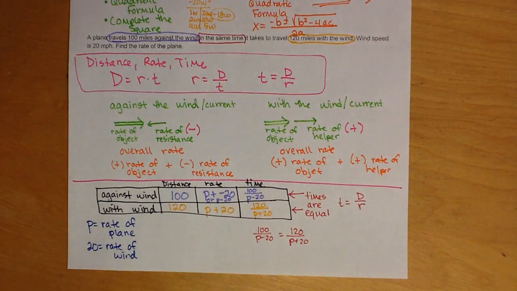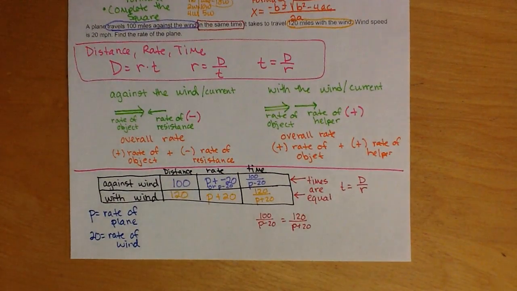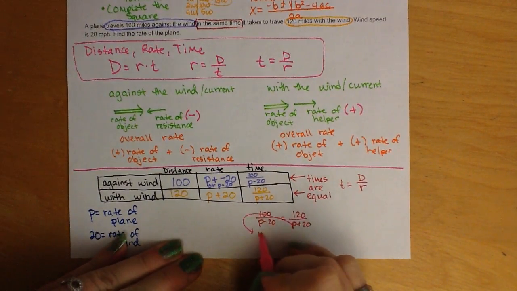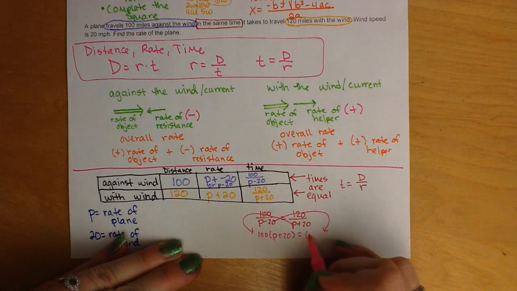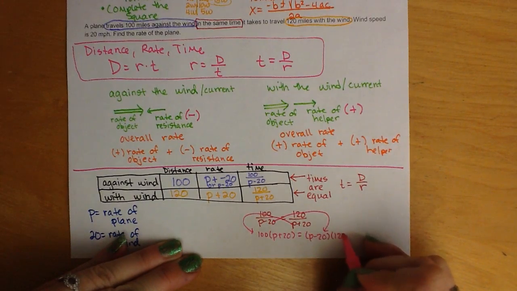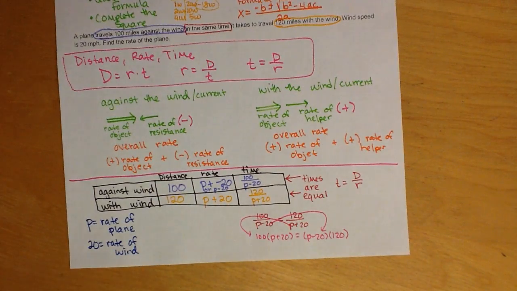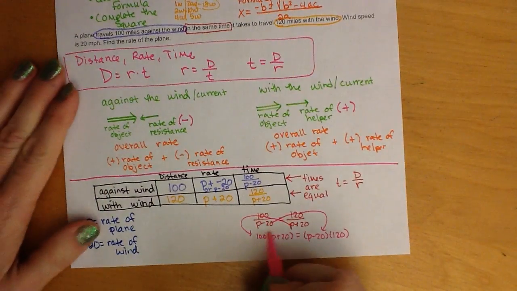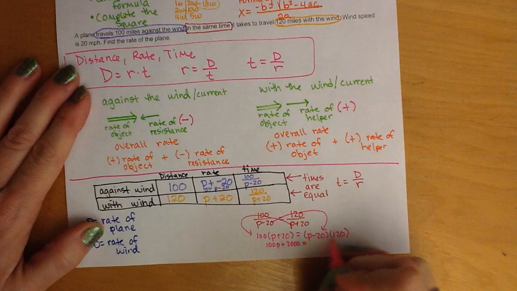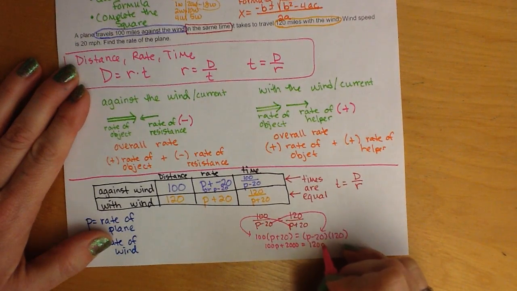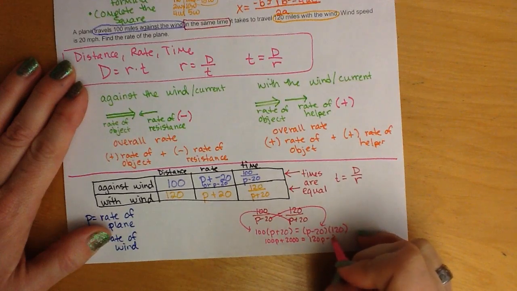Now this looks like one of those ratios that we started out with at the very beginning of our notes today. So I can solve that by cross multiplying. So I'm going to cross multiply here. 100 times P plus 20 equals P minus 20 times 120. And then I'm going to distribute. So 100P plus 2,000 equals, distribute over here, 120P minus 2,400.